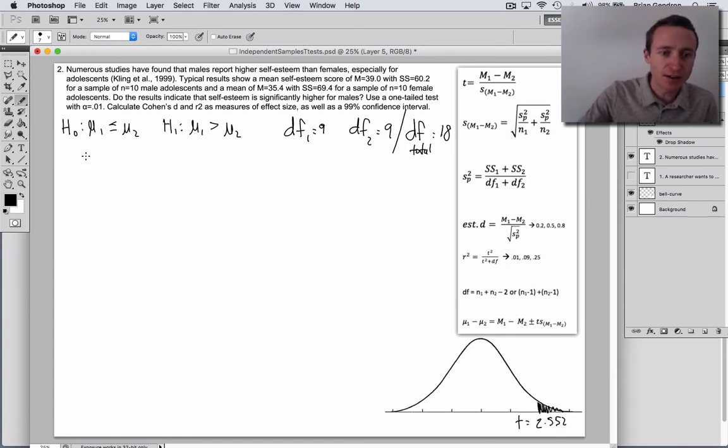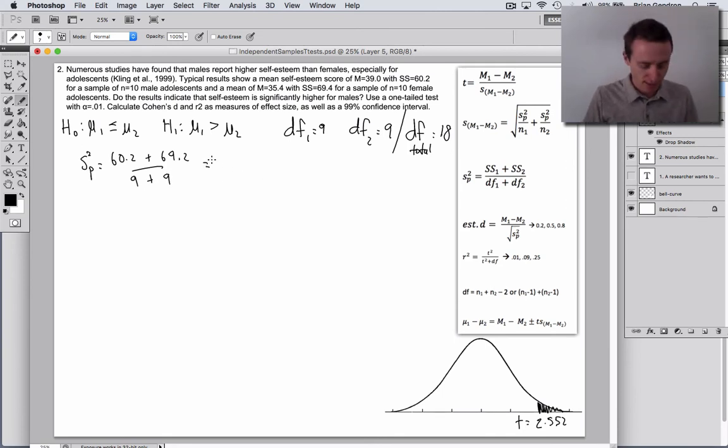The next thing we want to do is calculate pooled variance, figure out how much variance is in these groups on average. And so the sum of squares for males was 60.2. Add that to the value for females, 69.2, divide by degrees of freedom for each group added together. All right, let's calculate that, see what we get. I'm seeing 7.19 after rounding.